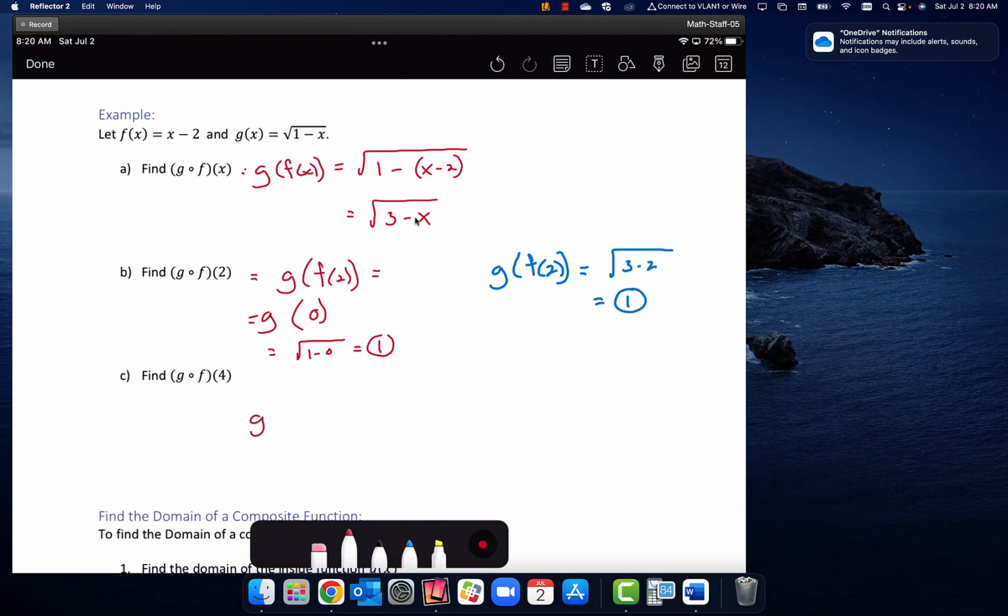So when we do g of f of 4, we already know the square root of 3 minus x is the formula we're looking for, so we're going to replace that x with 4. And in this case, we get the square root of -1, which is just i.